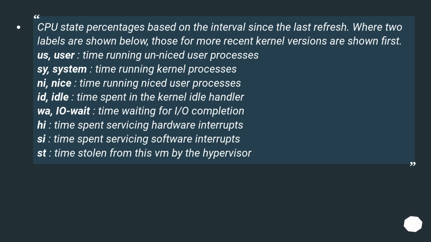us, user: time running un-niced user processes. sy, system: time running kernel processes. ni, nice: time running niced user processes. id, idle: time spent in the kernel idle handler. wa, IO-wait: time waiting for IO completion. hi: time spent servicing hardware interrupts. si: time spent servicing software interrupts. st: time stolen from this VM by the hypervisor.